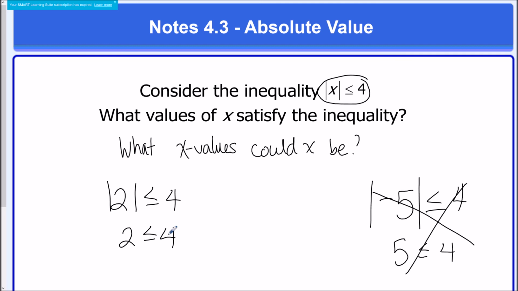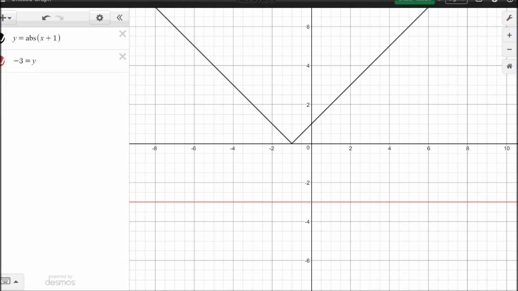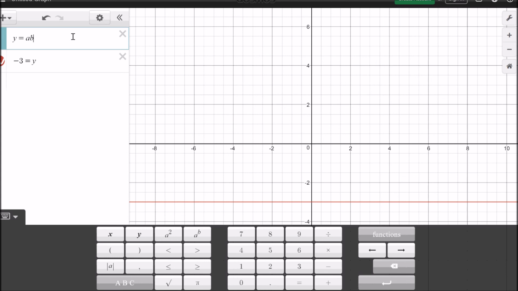Okay, so for example, if I were to use negative 3, if I were to take the absolute value of negative 3, I would get 3, and 3 is less than or equal to 4, so that number works. So essentially, let's see graphically what it's going to look like, and then we'll summarize our information.